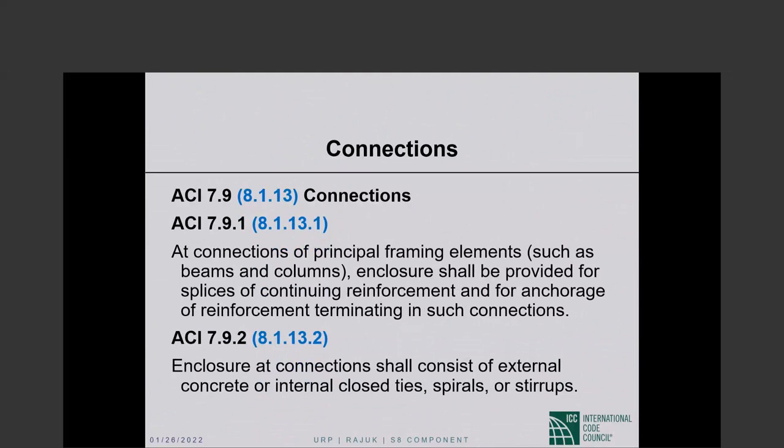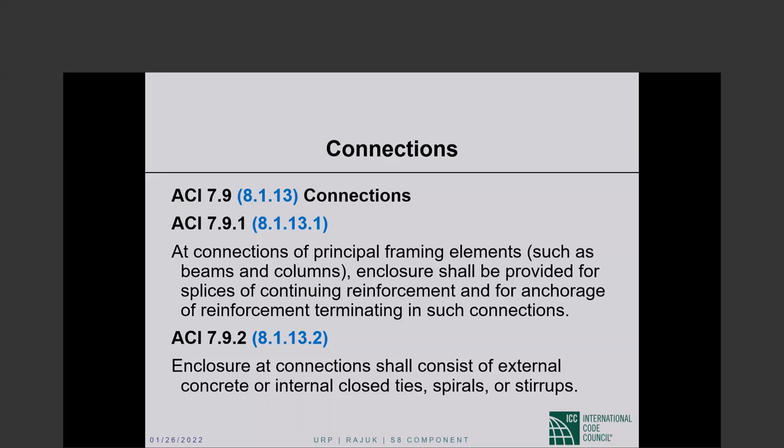Connections. At connections of principal framing elements, such as beams and columns, enclosure shall be provided for splices of continuing reinforcement and for anchorage of reinforcement terminating at such connections. Okay. So if you have a splice or you have hooked your bar for anchorage because the bar ends at a connection between a beam and a column, then the splice or that hook that anchors shall have enclosure.